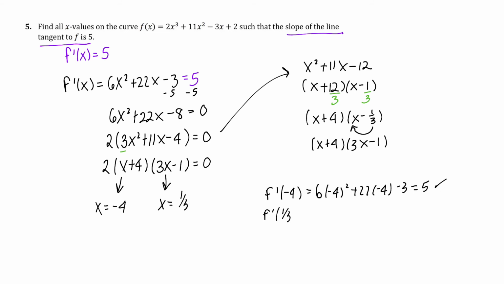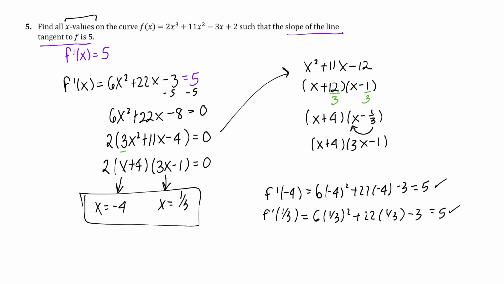And then f prime of 1/3. So 6 times 1/3 squared plus 22 times 1/3 minus 3. Just quickly doing it in my calculator just to be certain. And I have a syntax error somewhere. Okay. And I also get 5. And it just asked for the x values. So those are the x values, -4 and 1/3.